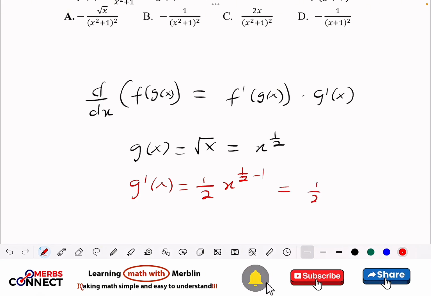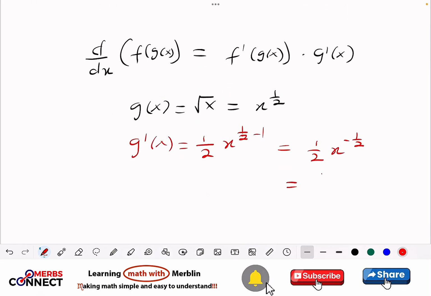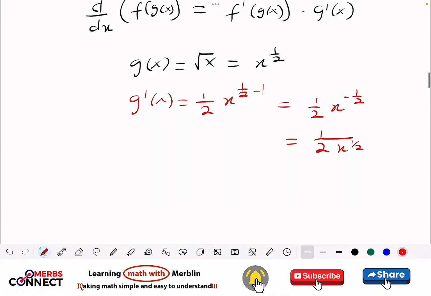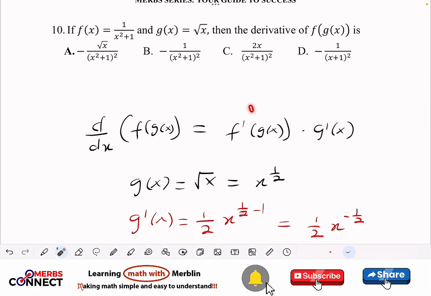1 over 2 x to the power minus 1 over 2. Good. And I think this is the same as 1 over 2 x to the power 1 over 2. And we can write this one as 1 over 2 square root of x. So that is g prime of x. Now looking at the function, we need f prime, right? So let's also differentiate this.